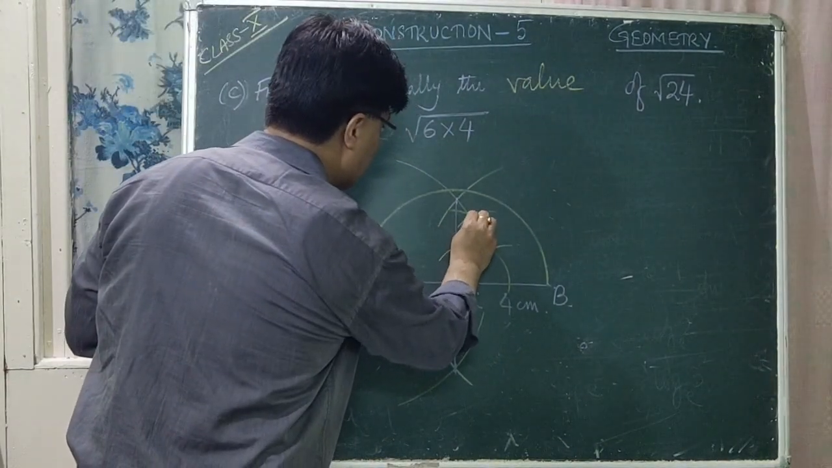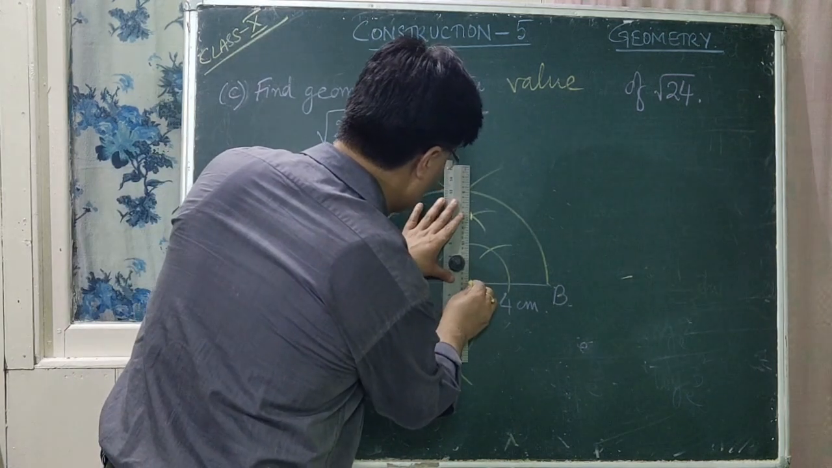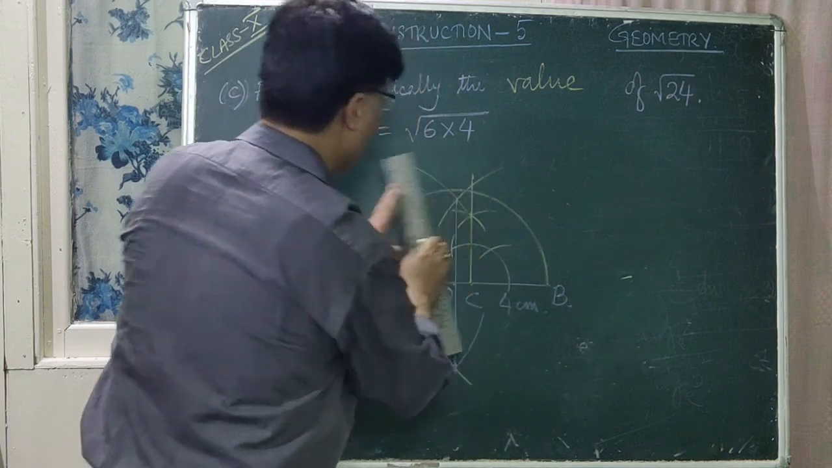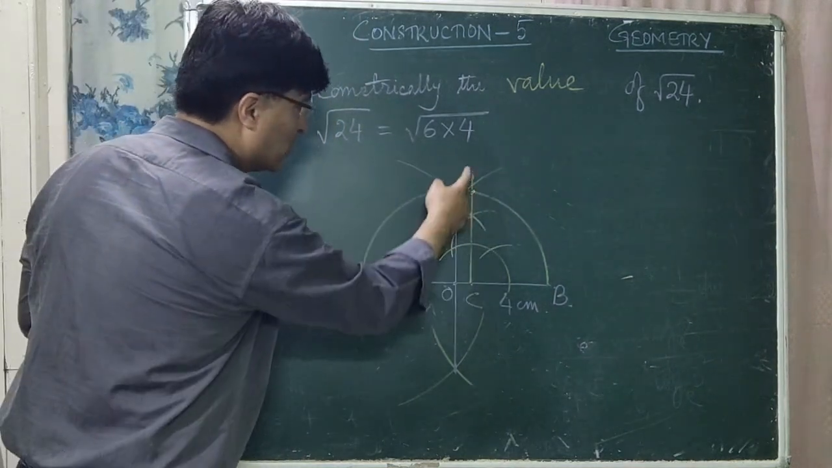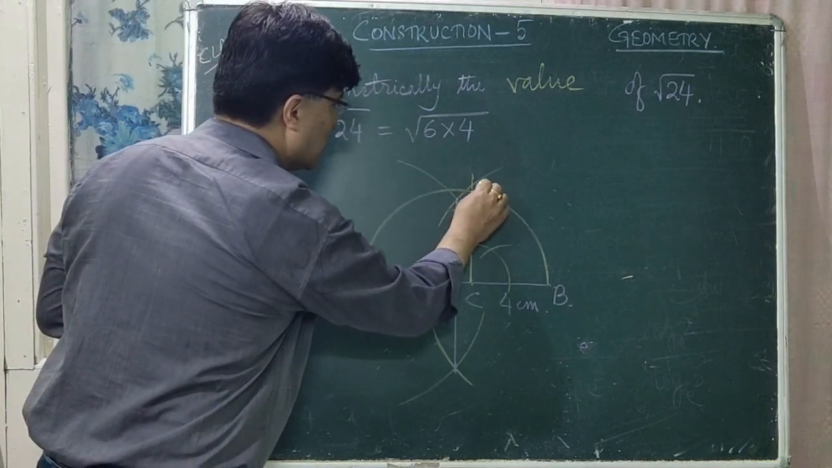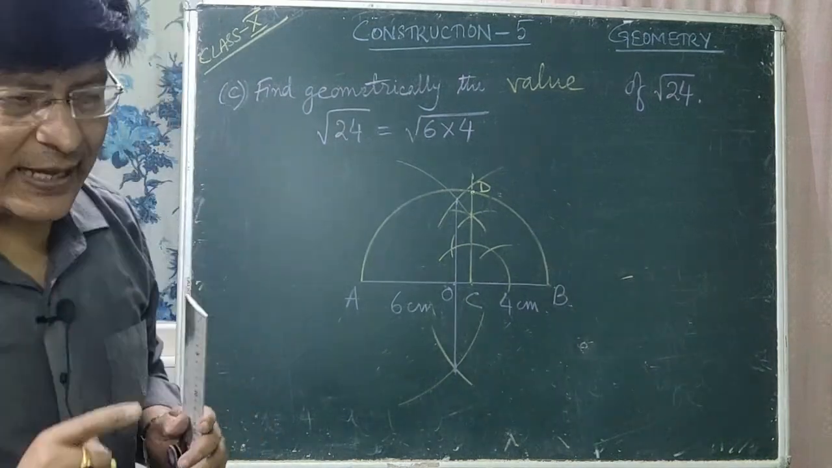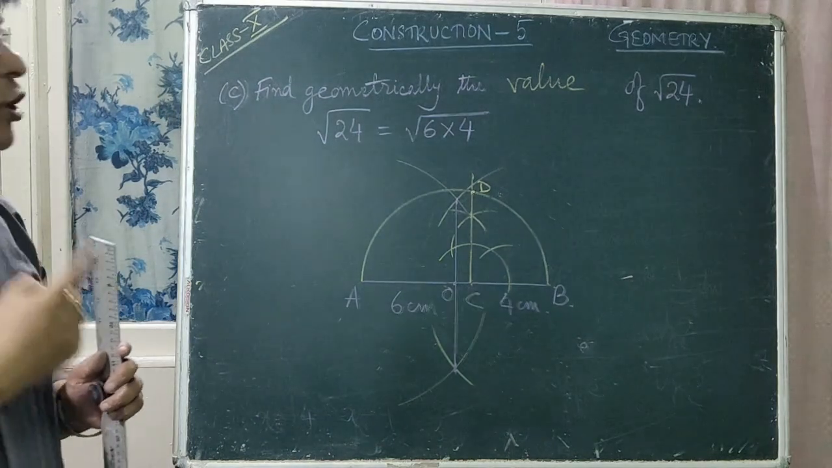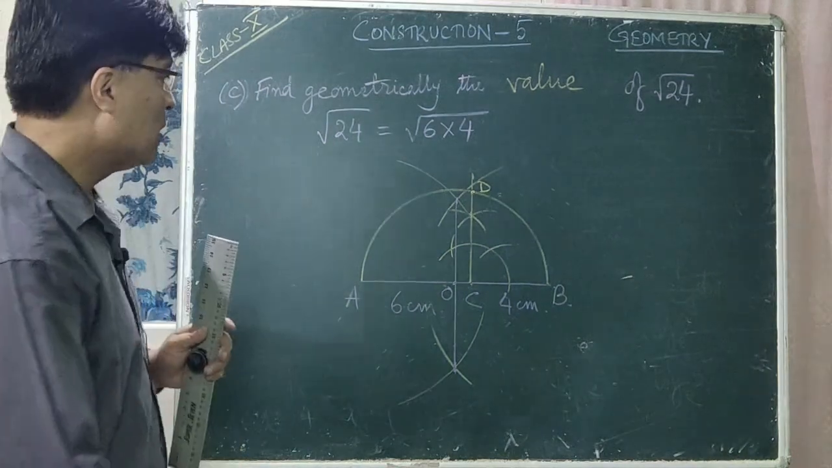So this point and this point are joined. So now you have to measure the length of CD. Suppose this perpendicular from C will intersect the semicircle at which point? D point. Now measure the length of CD. That length of CD will give you the mean proportional between 6 cm and 4 cm, or you can find out the square root of 24. Is that clear?